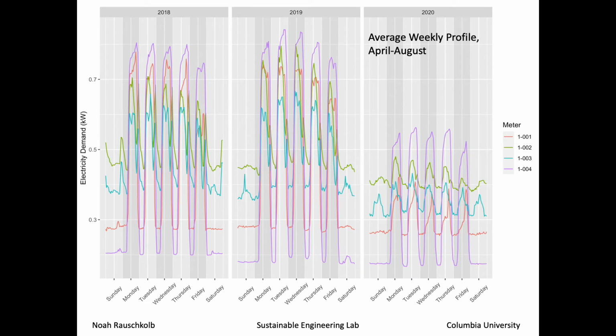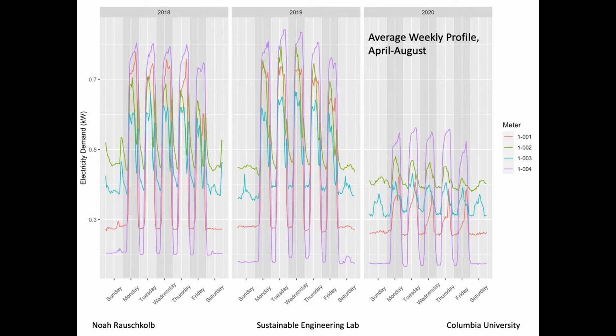If we turn our attention just to the load, here we have weekly load profiles for April through August in the years of 2018, 2019, and 2020. We can see that in 2018 and 2019, each of these 4 meters follows a pretty similar pattern. So during the weekends and overnight, there's some minimum level of consumption that's always happening on that meter. And then during the daytime, when people come in and start using stuff, load goes up.